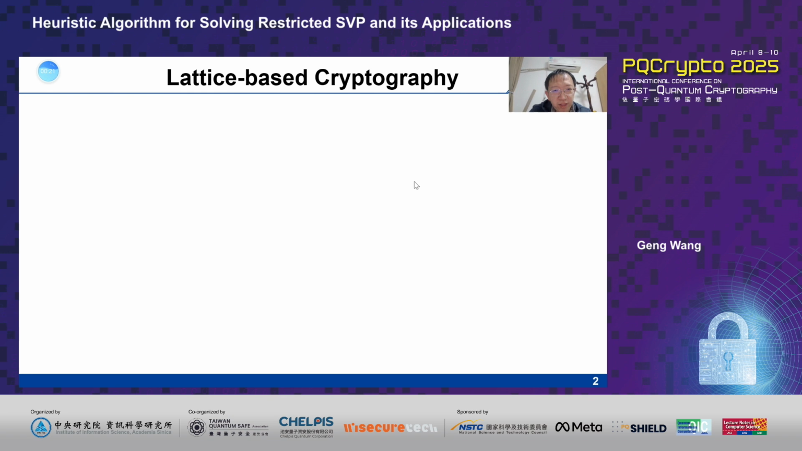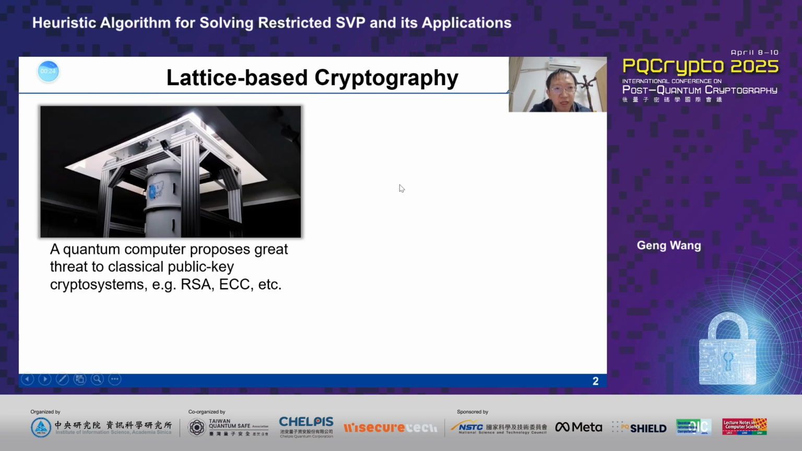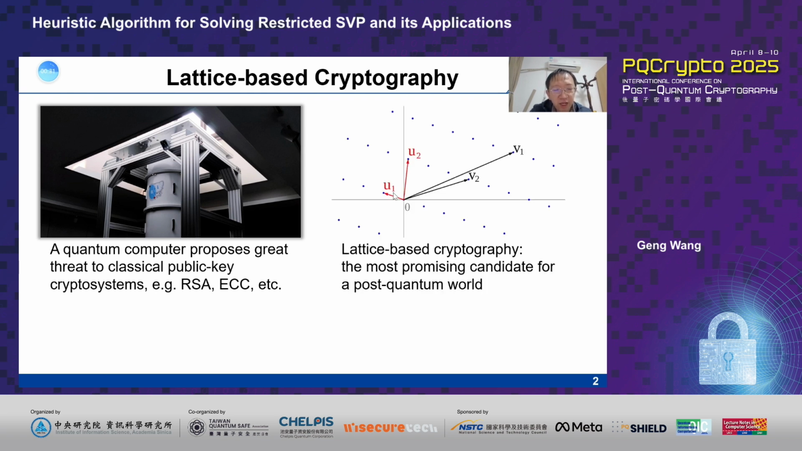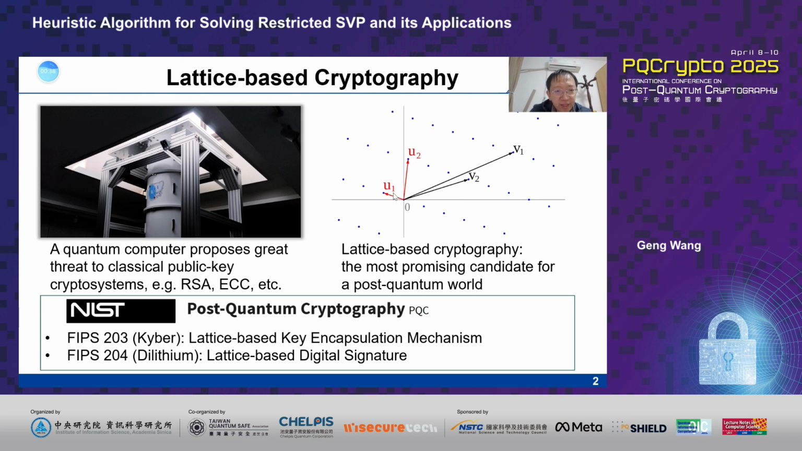This work is mainly about lattice-based cryptography. Since a quantum computer poses a great threat to classical public key cryptosystems like RSA and ECC, lattice-based cryptography becomes the most promising candidate for a post-quantum world. In the NIST post-quantum standardization process, two lattice-based algorithms are selected as the recommended standards, including Kyber and Dilithium. Dilithium is the digital signature algorithm.